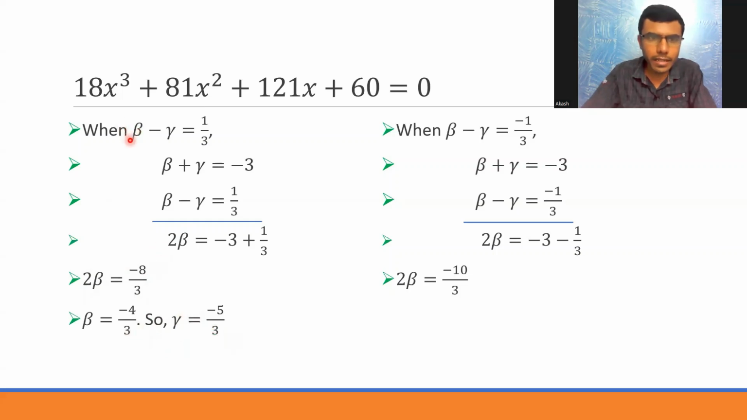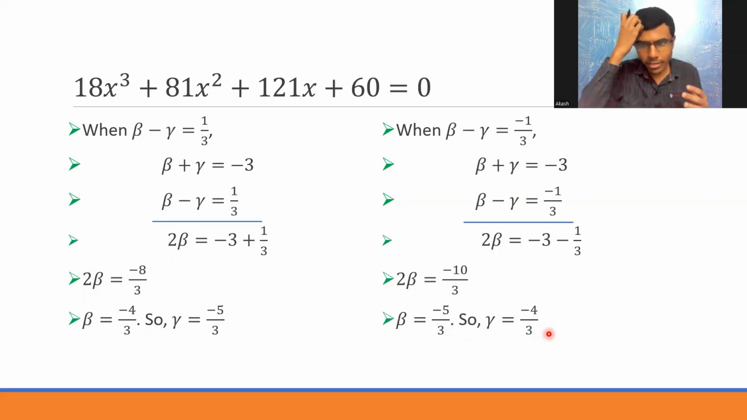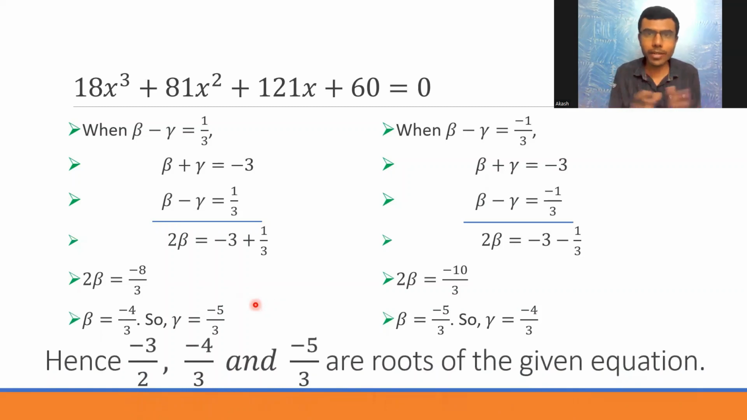If you put it here, you will get the value of gamma. Now here when beta is minus 5 by 3, gamma is going to be minus 4 by 3. It's just reversed, okay? So when beta is minus 4 by 3, gamma is minus 5 by 3. When beta is minus 5 by 3, gamma is minus 4 by 3. It's fine, the name is irrelevant. Ultimately, we got that the roots are minus 4 by 3 and minus 5 by 3. These are the other two roots. What was my first root? Minus 3 by 2. Hence, minus 3 by 2, minus 4 by 3, and minus 5 by 3 are the roots of the given equation.